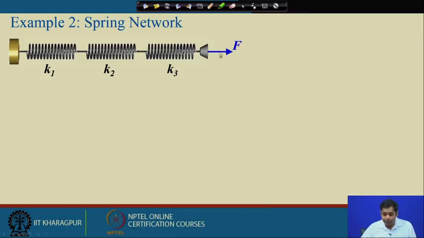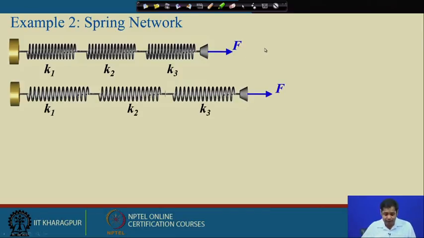Now, if we apply a force F like this, suppose the springs take a form like this, and the total deformation becomes X. Let us try to find out a relation between this X and the F, right.